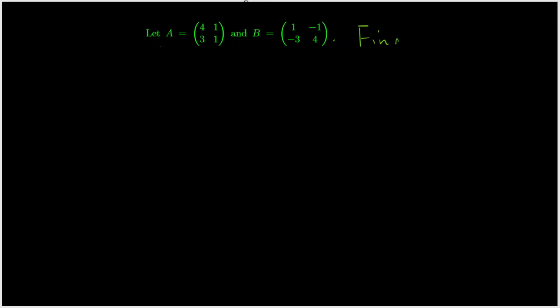The first thing I want you to compute is AB, with A on the left and B on the right. And the second thing I want you to compute is BA, with the B on the left and the A on the right. Okay, I will give you some time.